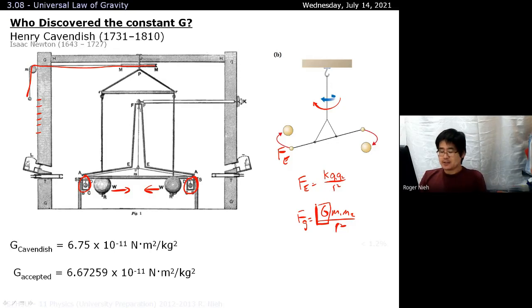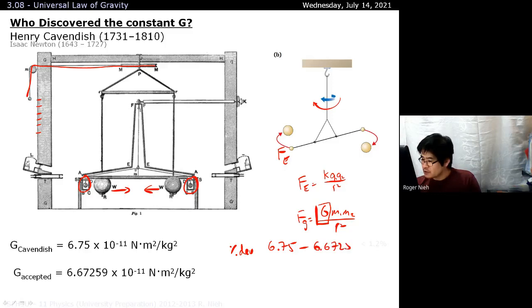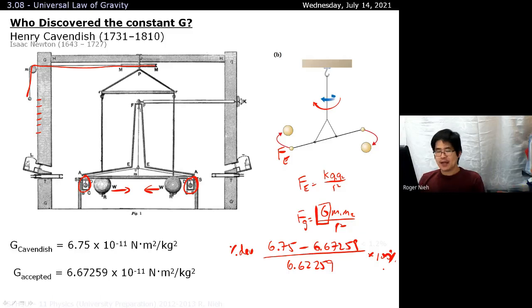Now, you may say that these numbers are very different, but if you use the percentage deviation formula, you take 6.75 minus 6.67259, and you divide it by the accepted answer of 6.67259. I know that you have the times 10 to the negative 11, but trust me, if you carry that all the way through, you're going to get the same answer. And if you go through all the math, you'll find out the error that Cavendish made was less than 2%. It was around a 1.2% error.